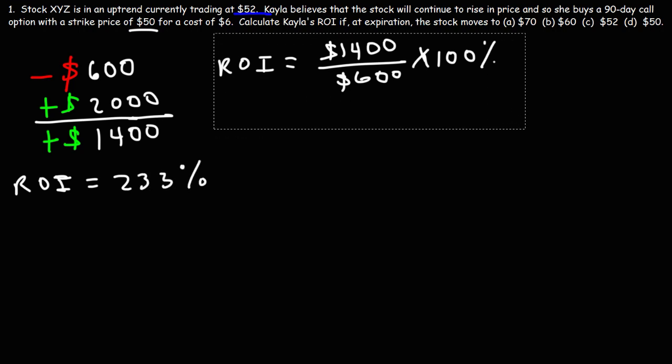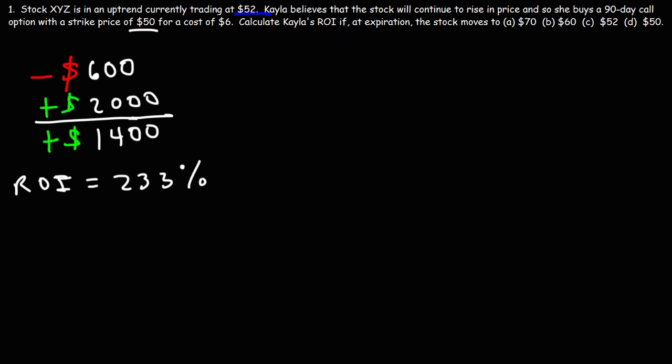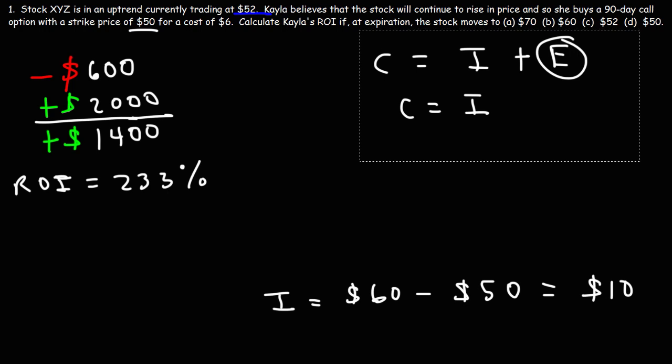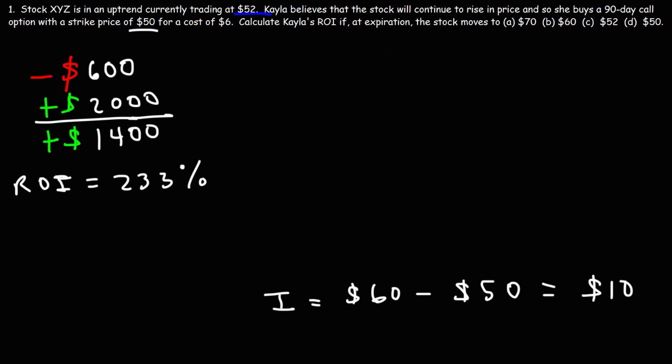But now let's see what happens if the price of the stock goes to 60. So the intrinsic value of the call option will be the share price, which is 60, minus the strike price, 50. So the call option will be worth $10. Now keep in mind, at expiration, the value of the call option will equal the intrinsic value, because at expiration, the extrinsic value will go to 0. So we just need to calculate the intrinsic value, which will be the value of the call option at expiration.